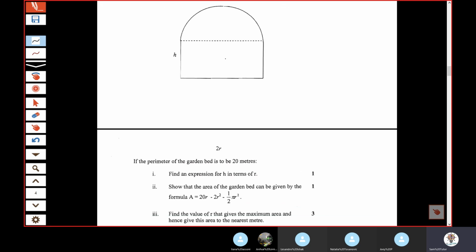Do we need anything from the top? Lisa has designed the garden bed. No, nothing from the top. Pretty much, I think you guys know it by now. What's I? It's going to say find H in terms of R. What's double I? To find area in terms of R. What's triple I? Find the maximum area.